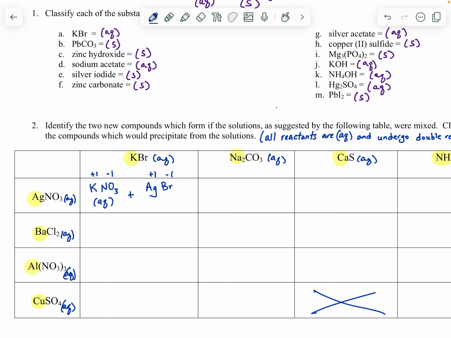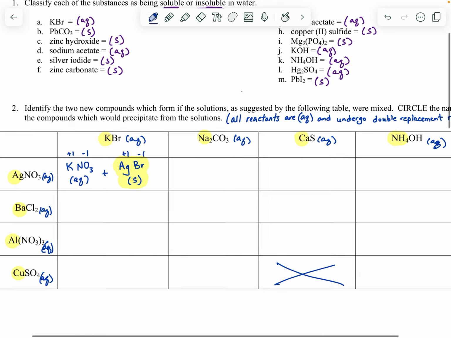Now we get to the silver bromide, and we say, well, bromides are usually soluble, however, not when they're with silver, and that's rule number 3. So we know that this is a solid. Because of that, you can either circle it, as the directions say, or highlight it, and just know that silver bromide is the solid precipitate, or the insoluble product, that forms when silver nitrate and potassium bromide react.